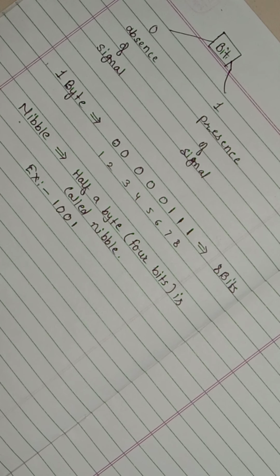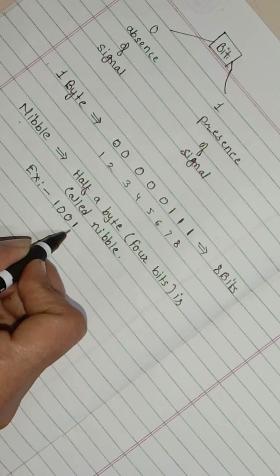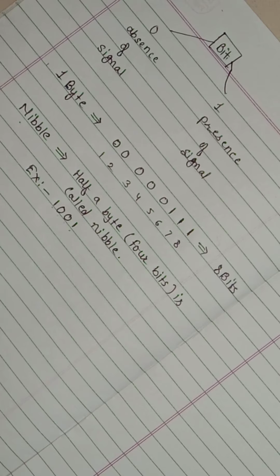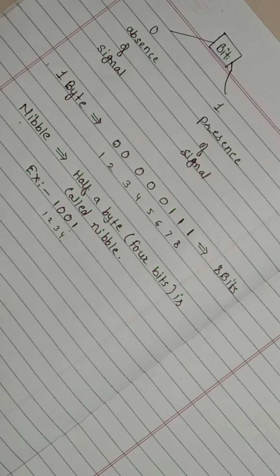Nibble. Half a byte is called a nibble. For example, 1, 0, 0, 1. That is 1, 2, 3, 4. 4 bits equal 1 nibble.